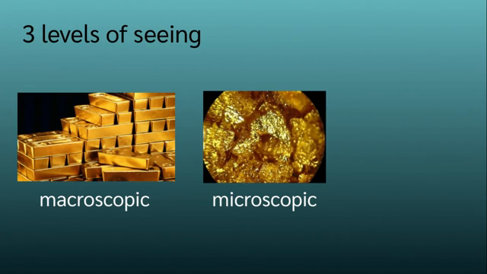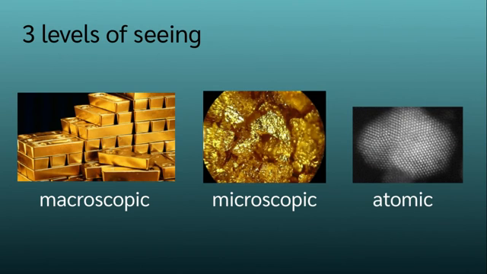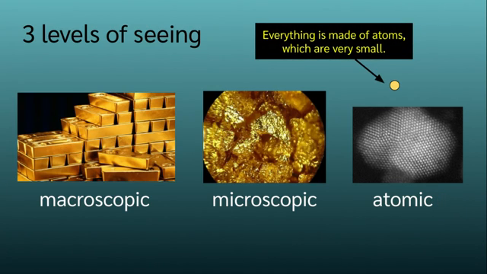And then what if we could go one level smaller and we could see the actual atoms that this gold is made of? That would be called the atomic scale or the atomic level. And as you might guess, this word atomic comes from the word atom because this gold is actually made of a lot of gold atoms, and we can see them here. So each of these little circles is an actual picture of an atom.